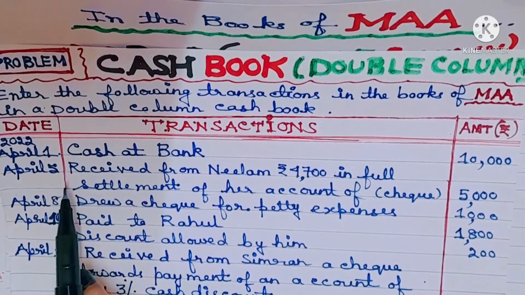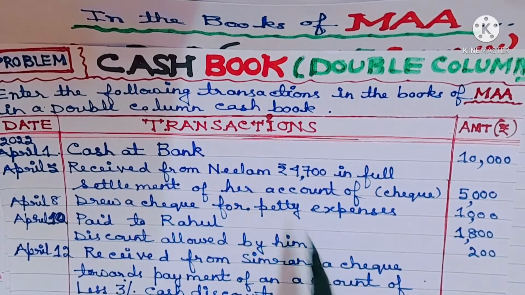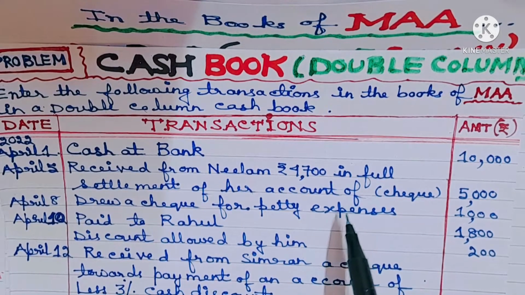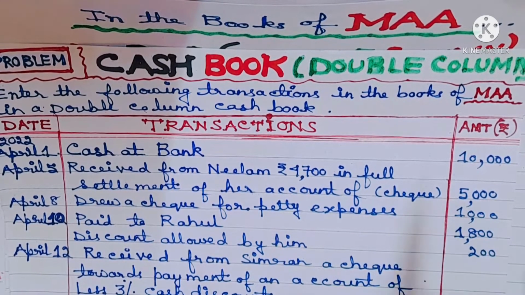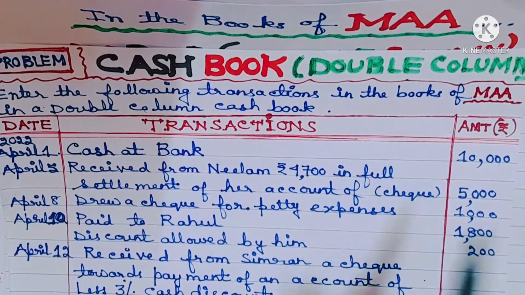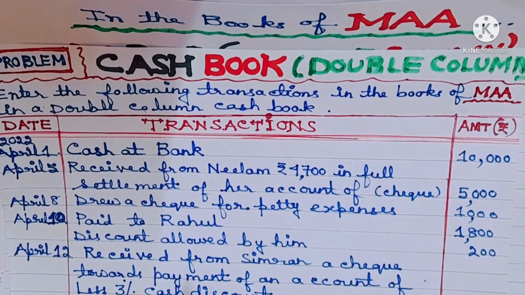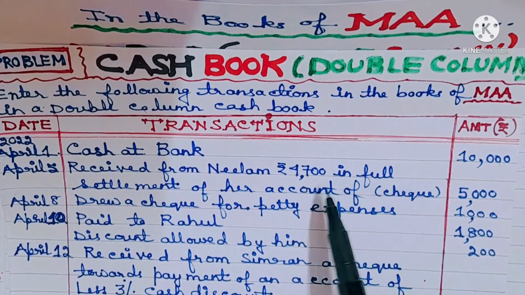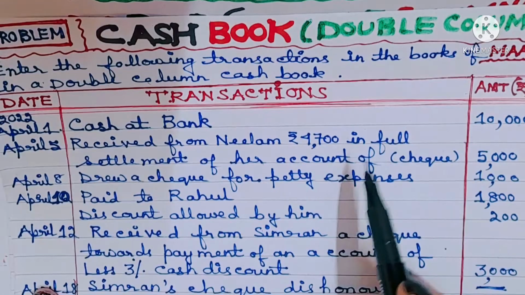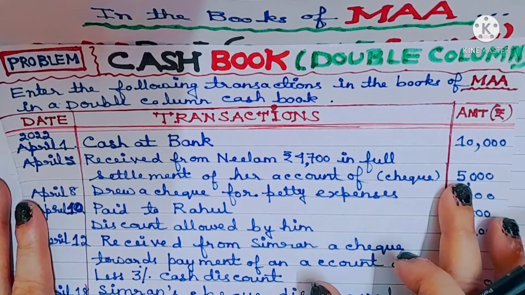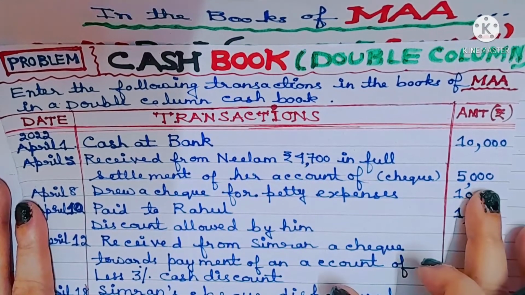Next transaction is on 5th April received from Neelam 4,700 in full settlement of her account through check 5,000. That means Ma is supposed to receive from Neelam 5,000, but Ma has received from Neelam only 4,700. Why rupees 300 less? And how we are getting 300 less? Deduct 4,700 from 5,000.